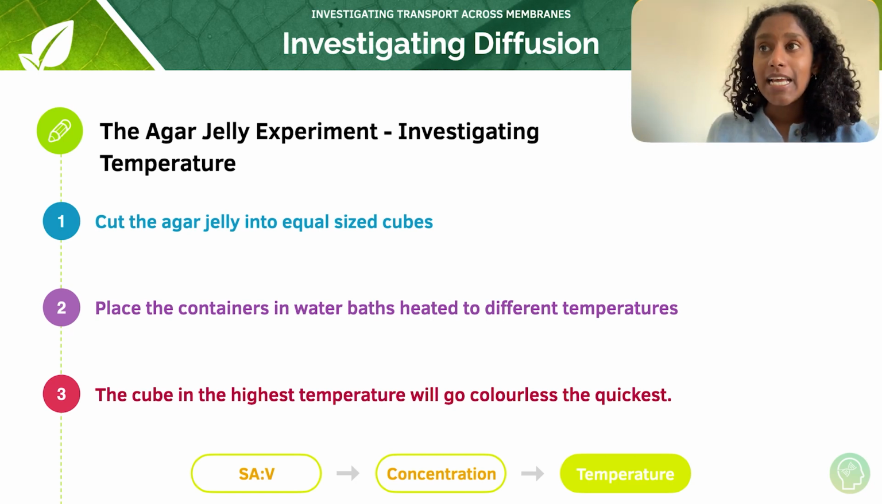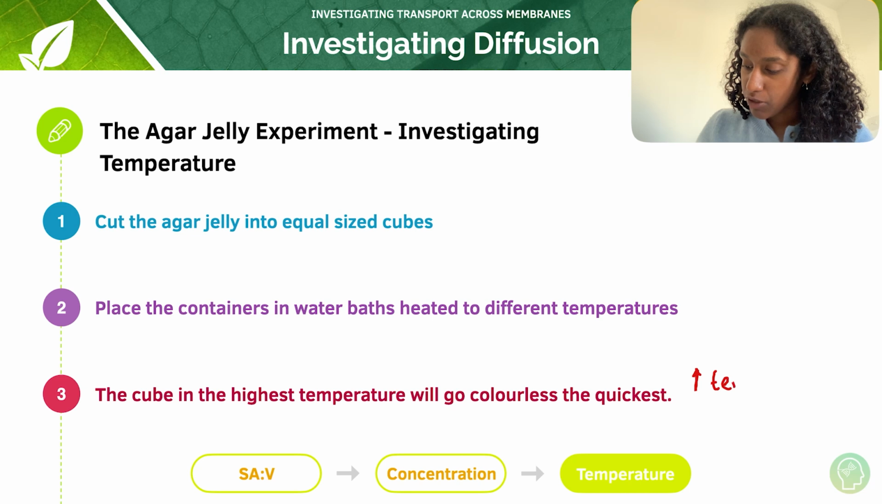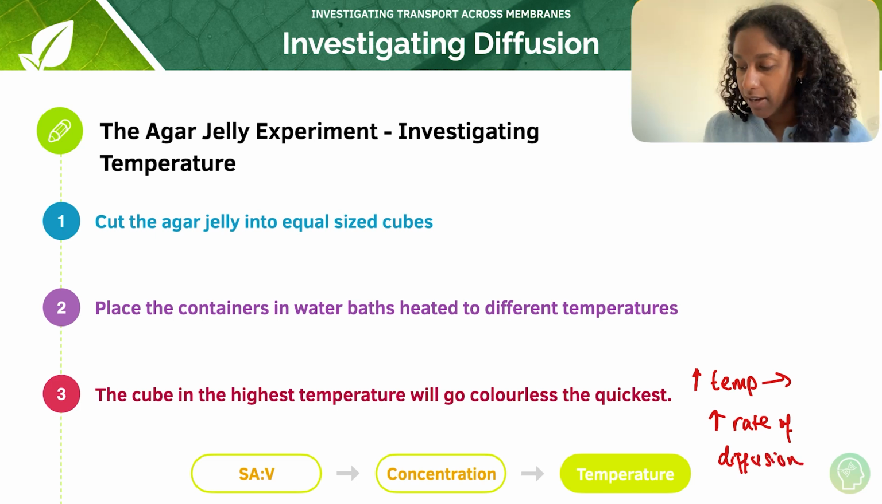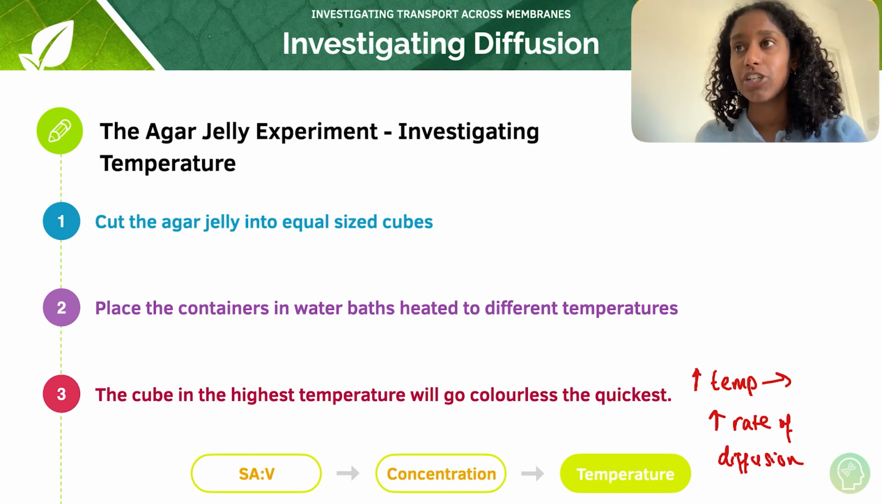So higher temperatures will speed up the rate of diffusion. So if I write that here, higher temperature leads to higher rate of diffusion, and that's just because the molecules have more kinetic energy at higher temperatures and they're going to move faster, so our acid is going to diffuse faster into our alkaline agar jelly.